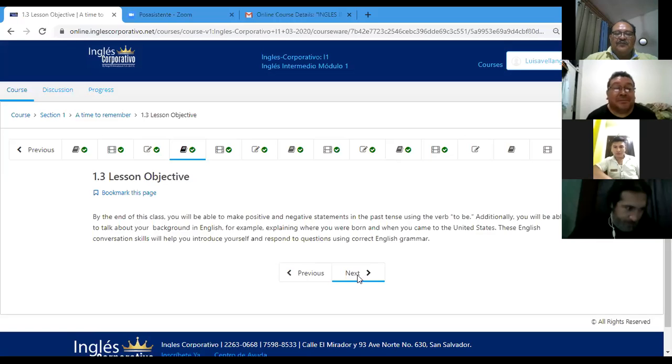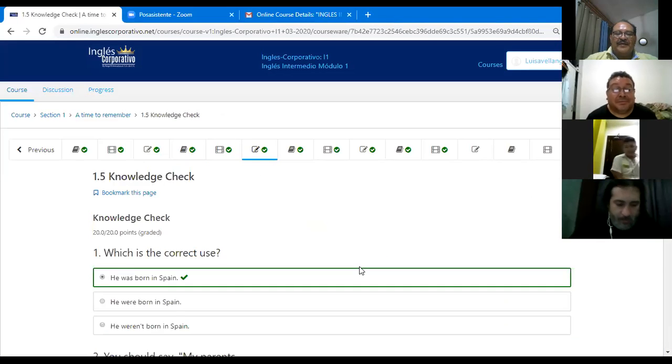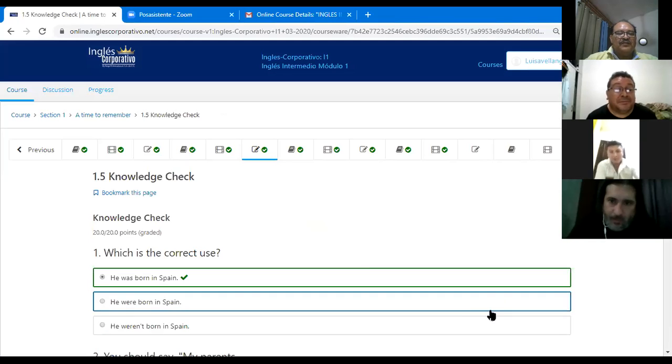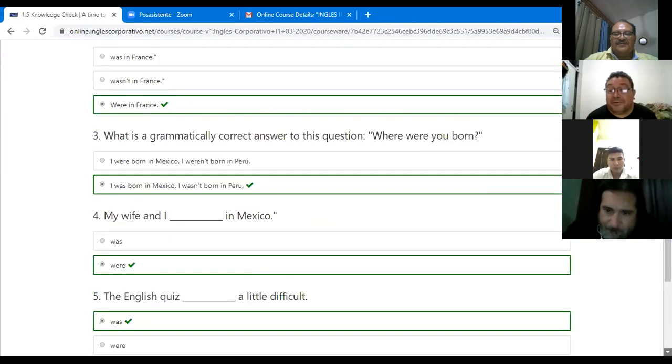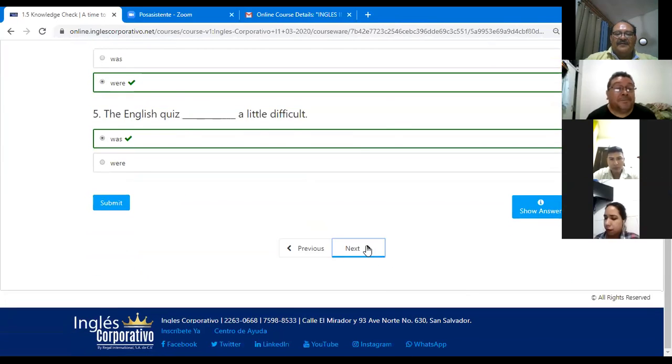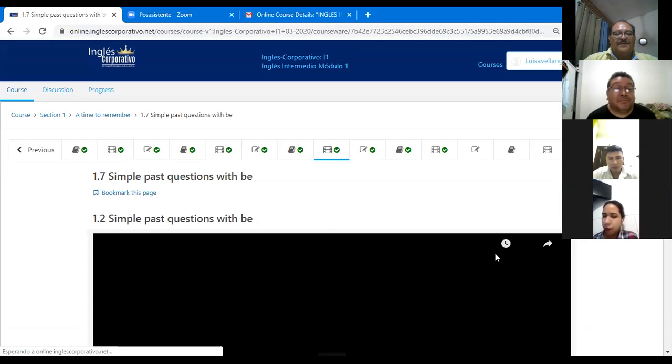Now, before we go to bed, don't forget to do the knowledge check. Tomorrow we will review it. And then we have the next one. So for tomorrow we have practice forming questions with the verb to be. So more practice with the verb to be.